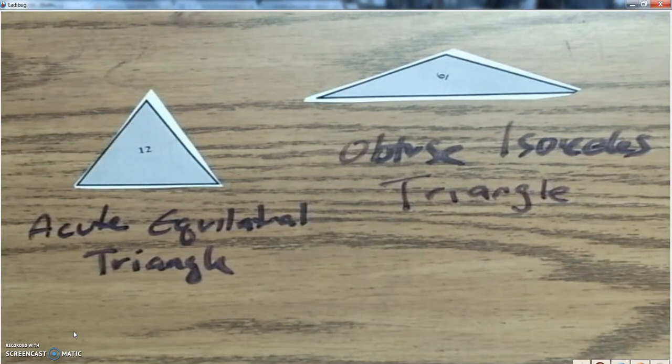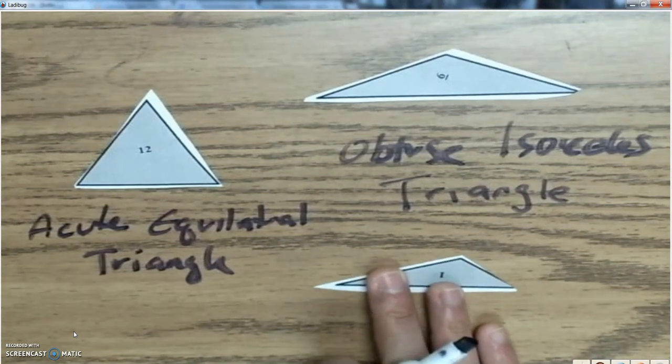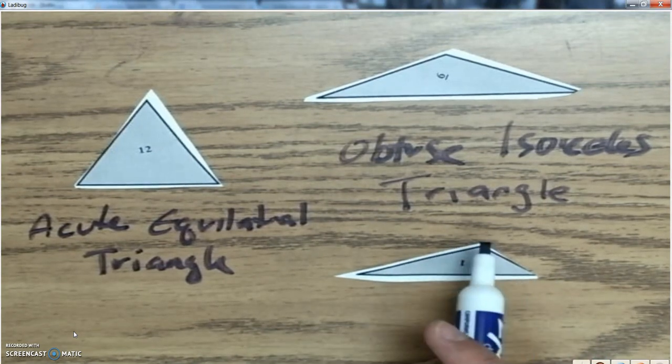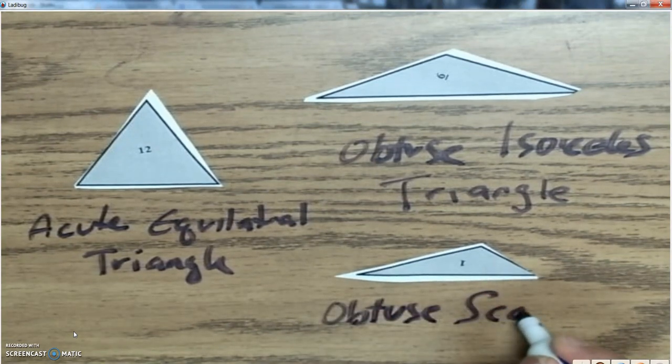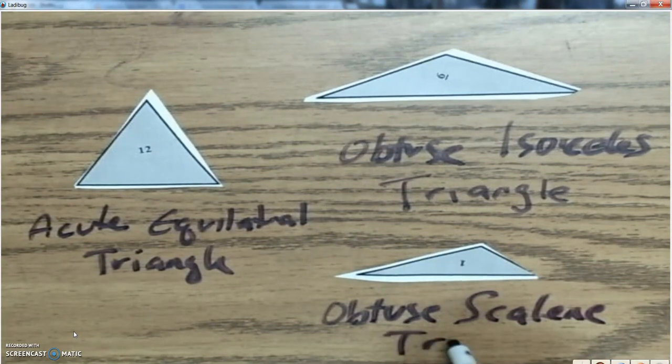And let's see, let's find one more to do. How about eeny, meeny, miny? Having a hard time deciding. How about this one? So when I look at that one, I see an obtuse angle at the top. I don't believe any sides are congruent, so I would call that an obtuse scalene triangle. It is both. All right. And that is how you classify triangles, by their angles and by their sides.